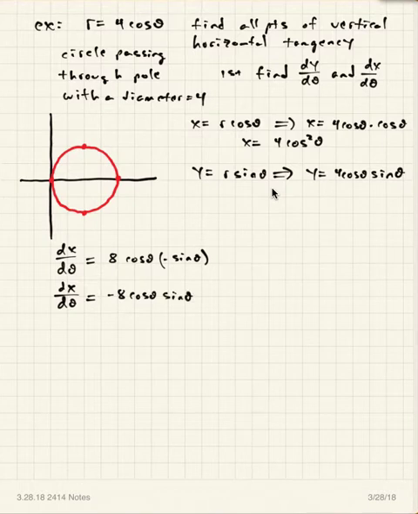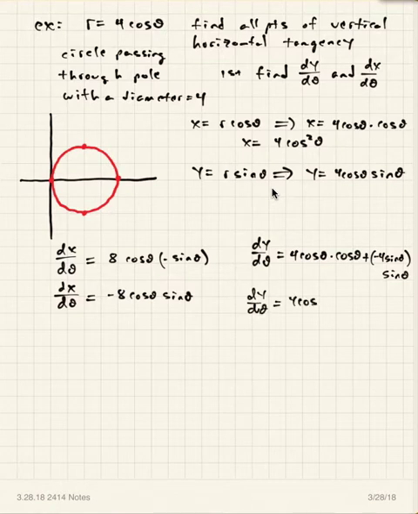All right, and then dy d theta would be equal to, this would be a product rule problem. It'd be 4 cosine theta, I'll use that as my first factor, times the derivative of sine theta, which is cosine theta, plus, so that's the first times the derivative of the second, plus the second times the derivative of the first, which is going to be negative 4 sine theta, and that would be times sine theta. So dy d theta here would be equal to 4 cosine squared theta minus 4 sine squared theta.